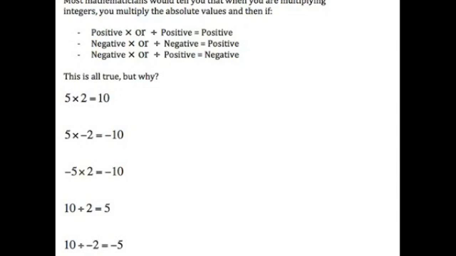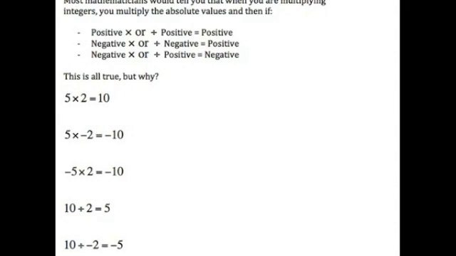Dividing and multiplying integers. Now, most mathematicians will tell you that when you are multiplying or dividing integers, you multiply the absolute values and apply the integer rules. A positive times a negative, or divided by a negative, will always be a negative. A positive times a positive will be a positive, and a negative times a negative will be a positive. Or, the same times the same will always equal a positive, and the same times different will always equal a negative. But why? Why is this true? That's the important thing to understand.